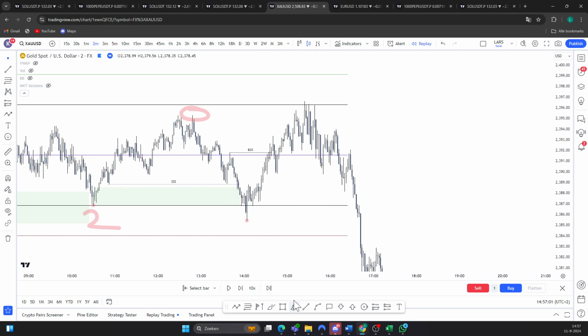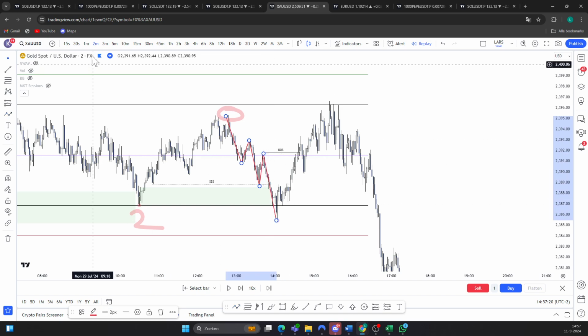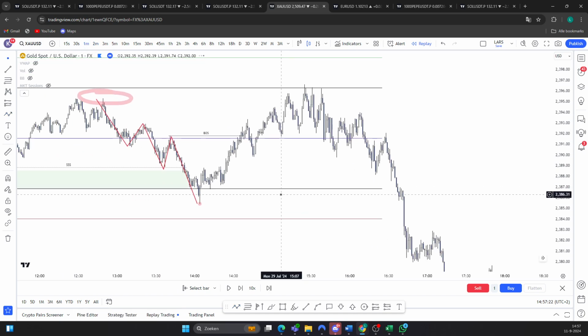Now, this break of structure is far above our equilibrium, meaning if we enter here, the risk to reward is very bad because we have to enter here with our stop here and our target here. That's a very little risk to reward, right? So let's see if we can dissect our market structure even more. Let's go on the 1 minute. Well, would you look at that?